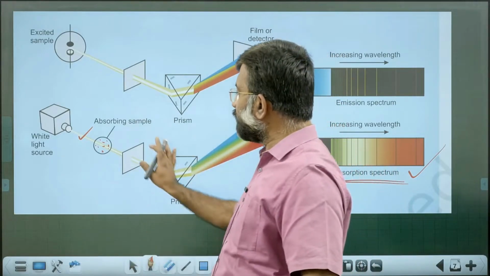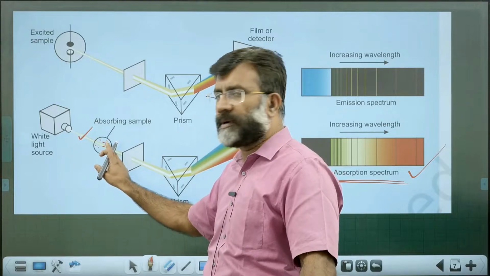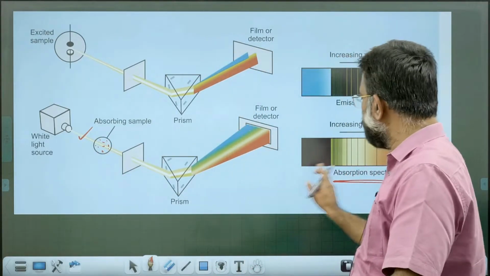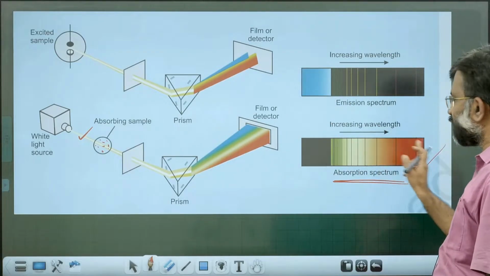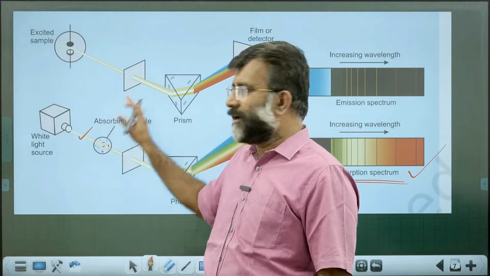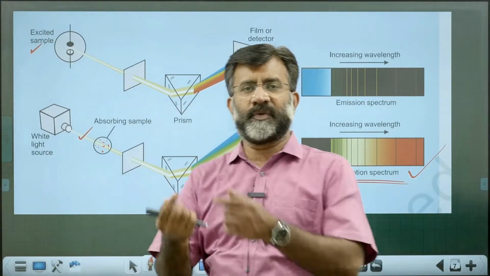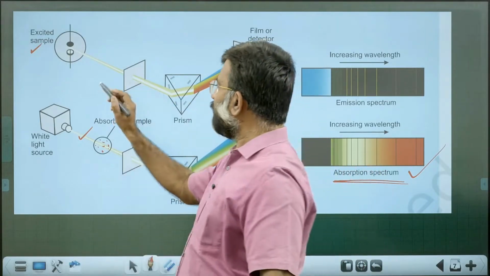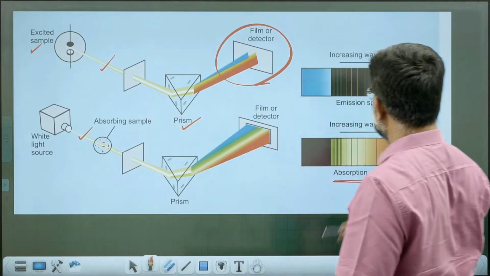So various energy radiations from white light are absorbed by the sample of matter, and when the remaining radiation comes out and you take a photographic film printout, you find many radiations are missing. Now this sample of matter gets excited. Now that excited sample is emitting the radiation. Whichever it absorbed previously is emitted. Now that emitted radiation is passed through a prism, and when you take a printout, this is what you get.